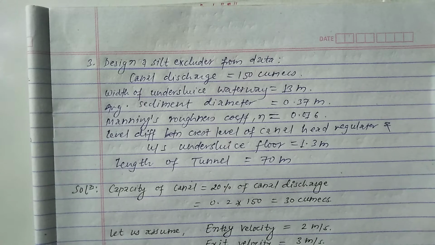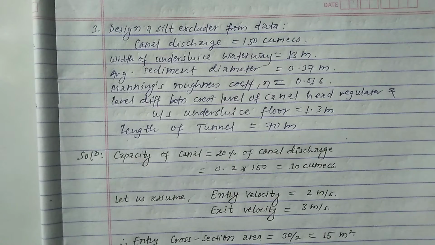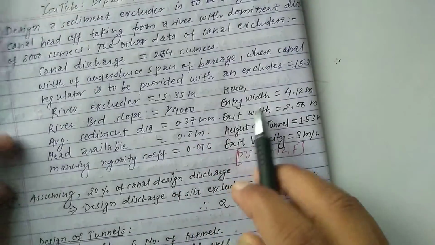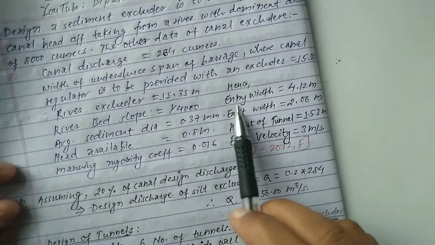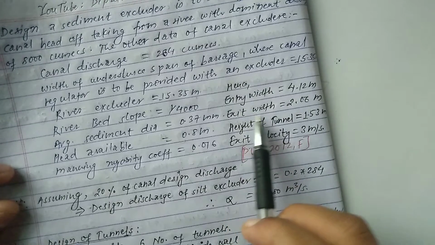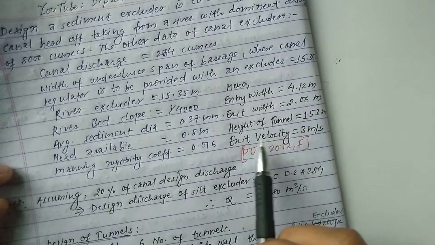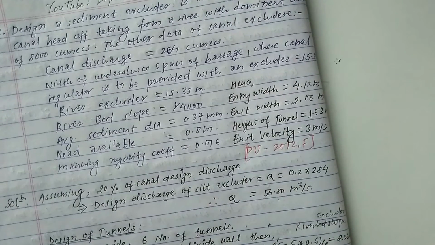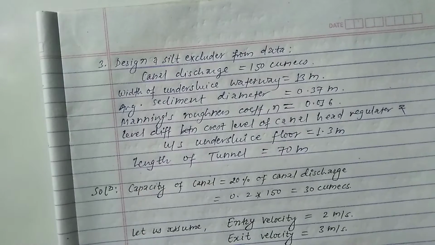Whenever the question asks to design a silt excluder, we have to design different parameters of the excluder. I have already discussed this in the previous video. We have to calculate all these parameters, that is entry width, exit width, height of tunnel, and exit velocity. So these are the parameters that we have to calculate whenever the question asks to design a silt excluder.